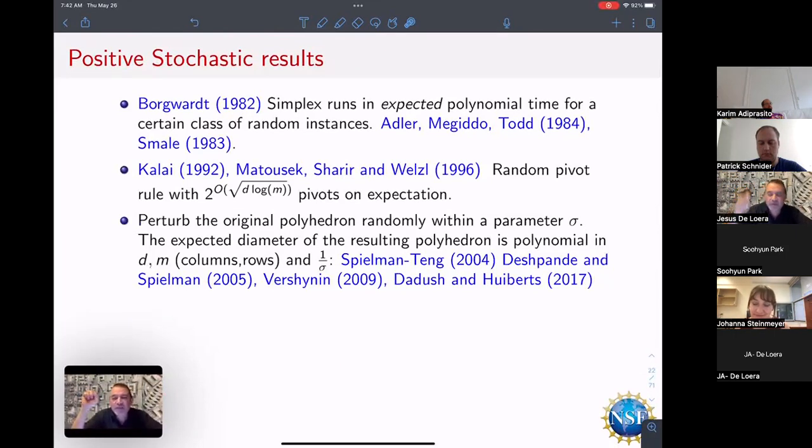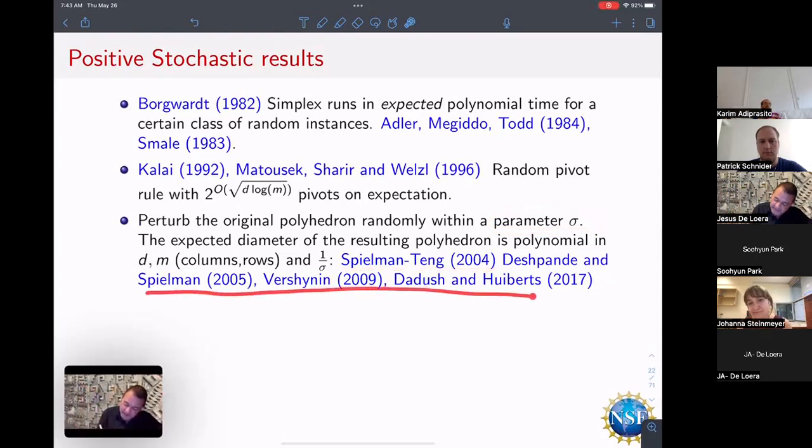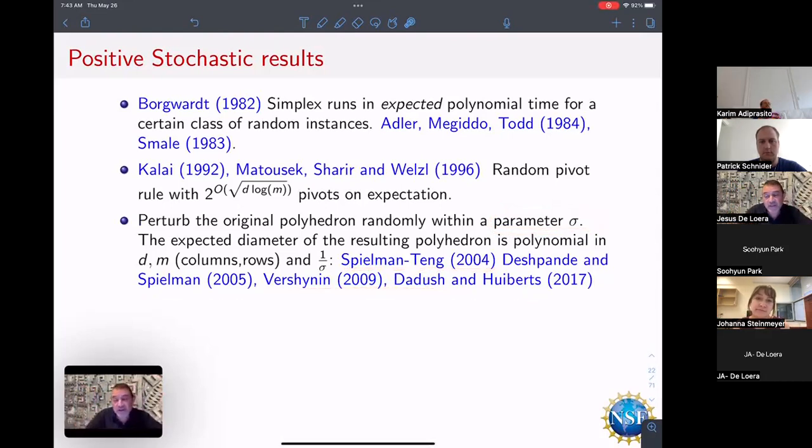Maybe I am allowed to perturb it with a parameter sigma, right? I just jiggle the vertices or the facets of this polytope a little bit. Then I want to see what happens with your bad polytope. You gave me a bad polytope, but what happens after I do the perturbation? And see what happens with this expected behavior. So it turns out that Spielman and Teng and many other people, the latest work I guess is by Dadush and Huiberts in 2017, is that the expected diameter of the polyhedron you get is actually polynomial in the input size, and of course, unfortunately, you also need the perturbation parameter.